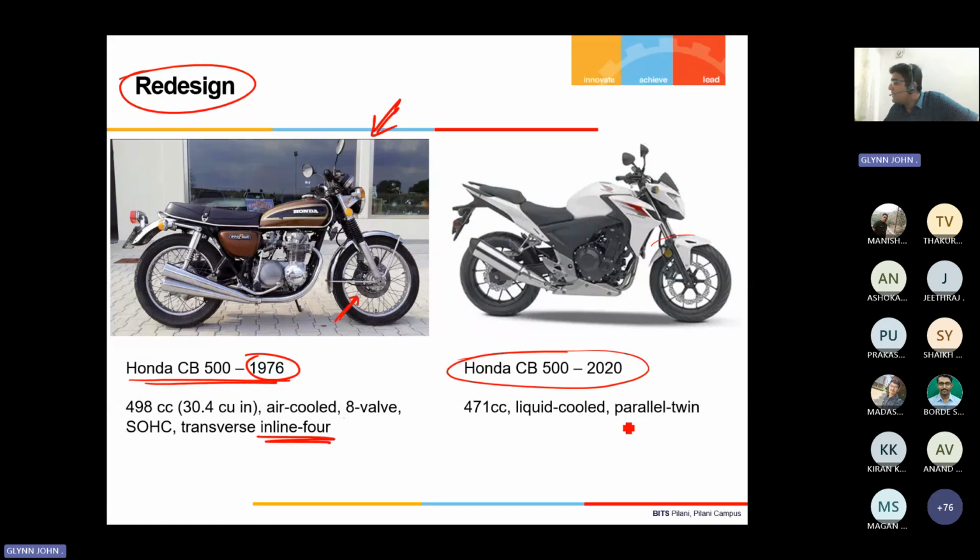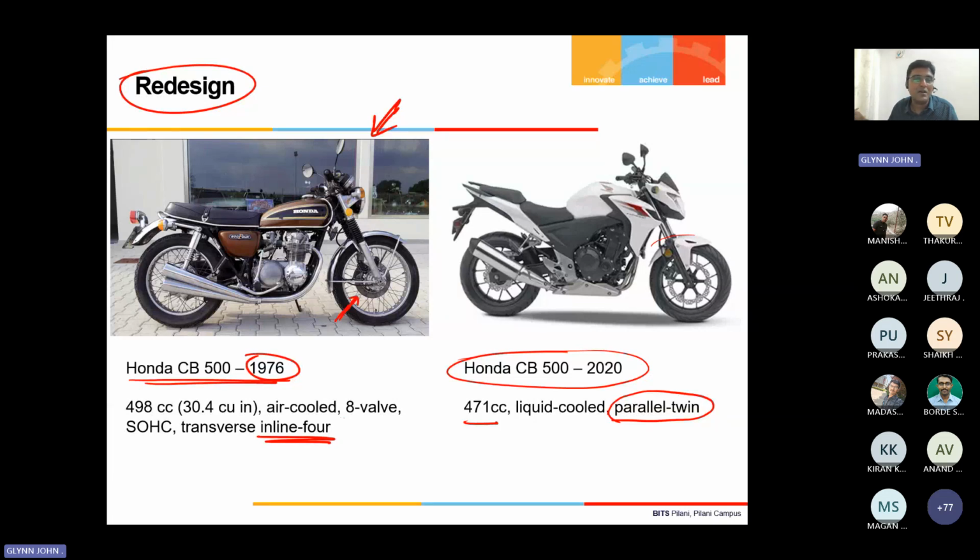Now, this has got a parallel twin engine, right? Only a twin cylinder engine. Now, they feel that a 4-cylinder engine is not needed for a motorcycle. They just put a twin engine, right? Now, if you see the principle wise, nothing has changed. Working principles are more or less the same. Small changes in technology will be there, right?